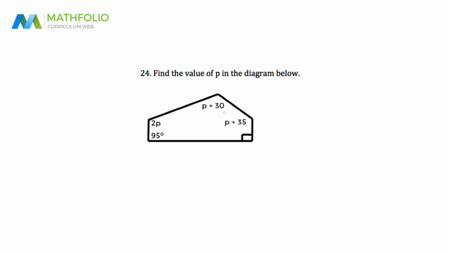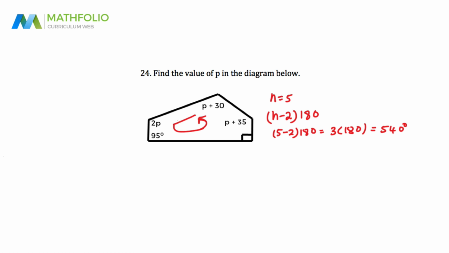But we know that if this is a 5-sided shape, our formula (n minus 2) times 180 gives us 3 times 180, which gives us 540 degrees. So inside here, the sum of everything added up should be 540 degrees.